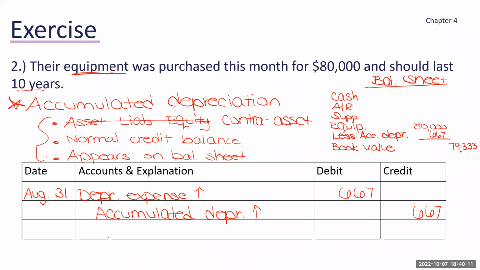These are its traits. Here's how it appears in your journal entry. And then you, of course, have to have your explanation: to adjust for depreciation on equipment. That's a lot to take in there. So go ahead and pause, update your notes, and reflect on these new accounts, because they're both new in this adjusting entry. And I'll see you in the next video.